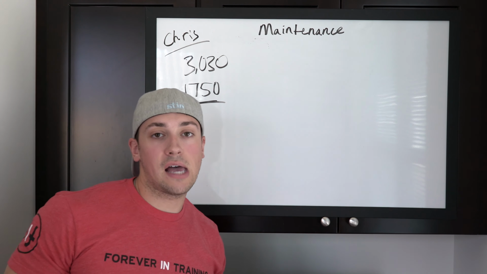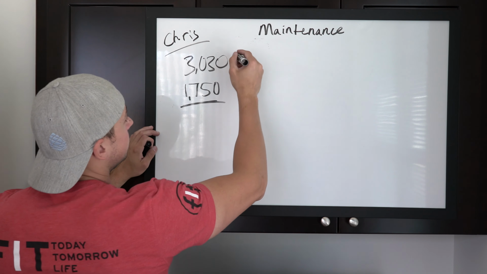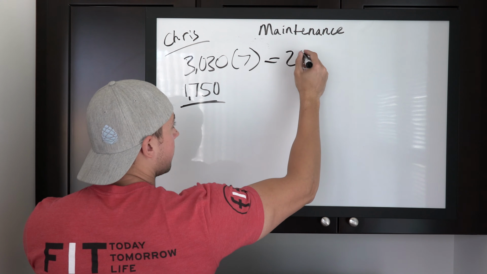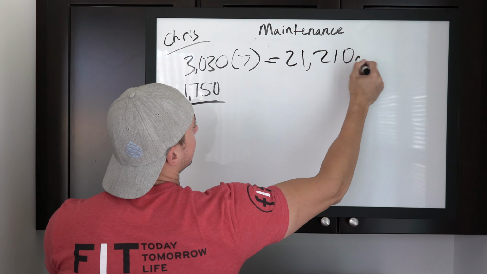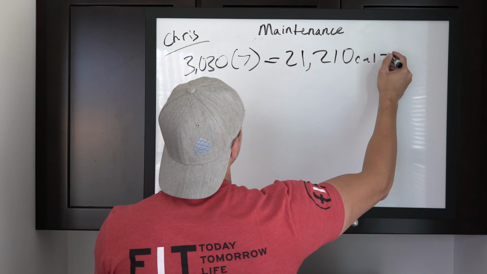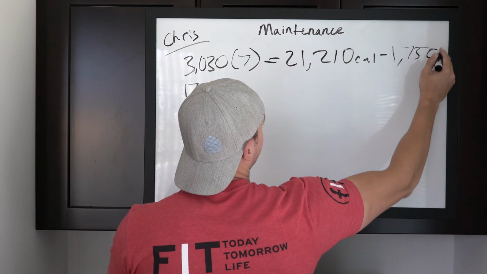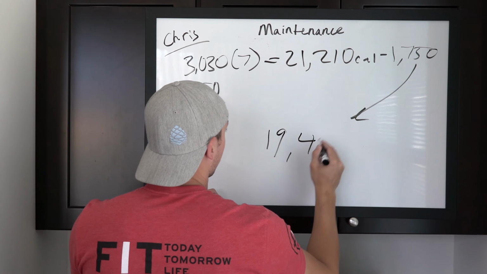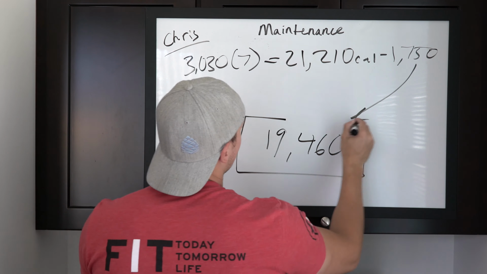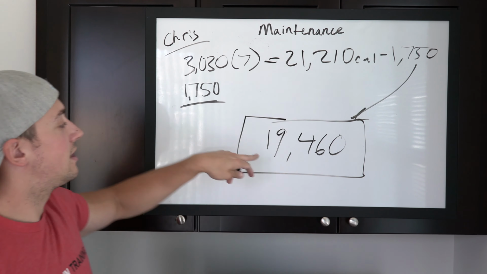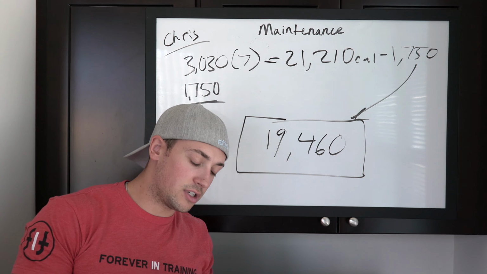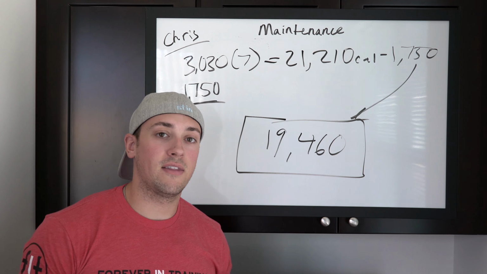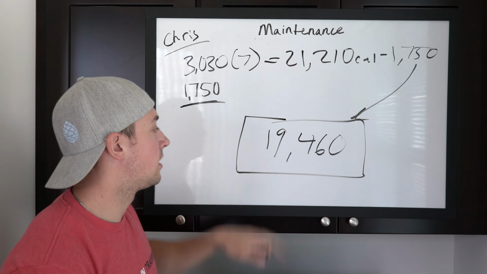He was averaging 3,030 calories every single day. So we need to multiply this number by 7 to get the weekly caloric intake, which is 21,210 calories. Then we subtract the surplus of 1,750 calories and we get 19,460 calories. If Chris consumes 19,460 calories per week, he isn't going to gain or lose any weight. And that is how you find the maintenance calories.